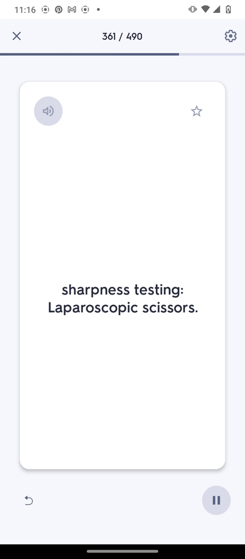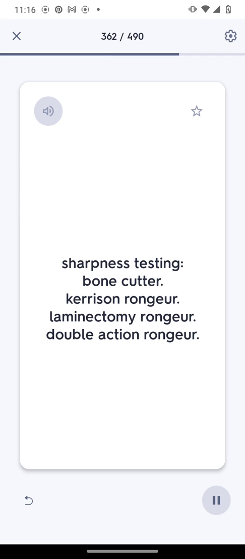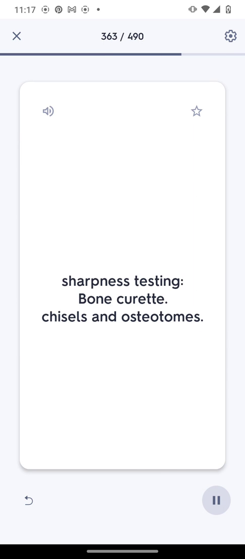Sharpness testing, laparoscopic scissors: single-ply facial tissue. Sharpness testing, bone cutter, Kerrison rongeur, laminectomy rongeur, double action rongeur: index card. Sharpness testing, bone curette, chisels and osteotomes: plastic dowel rod.